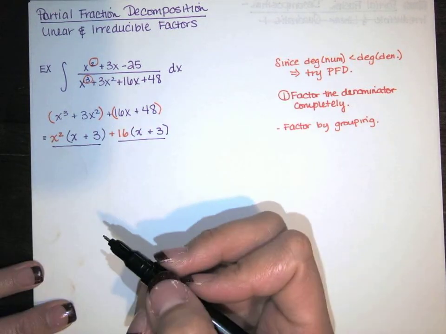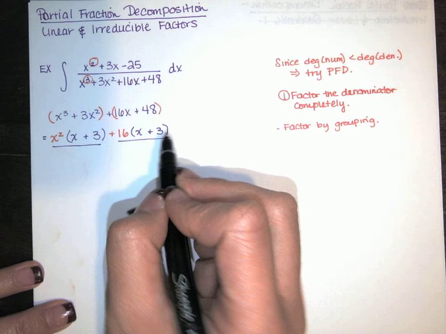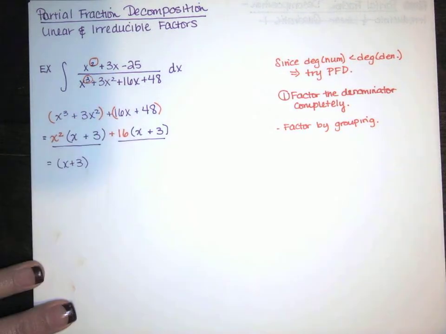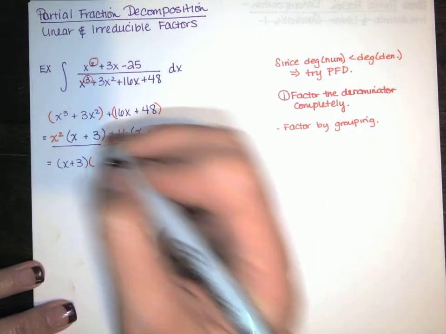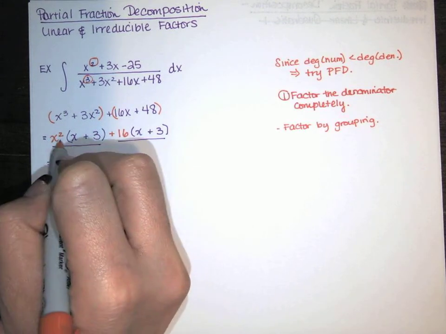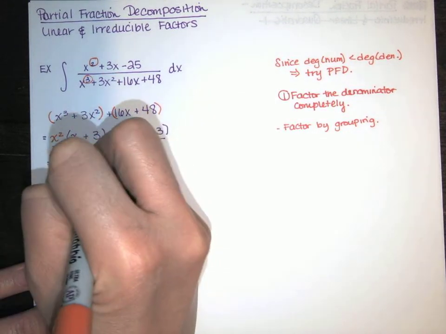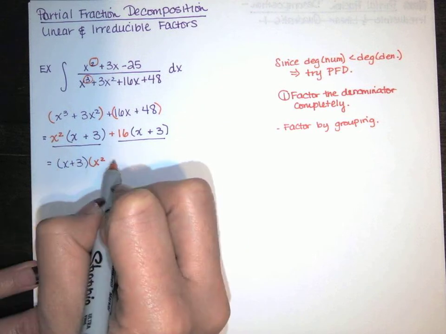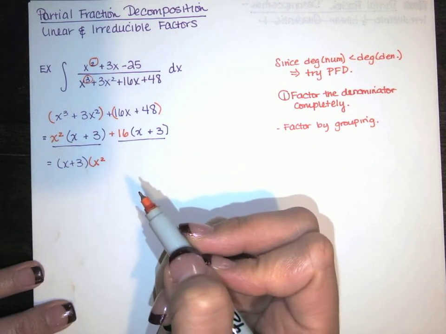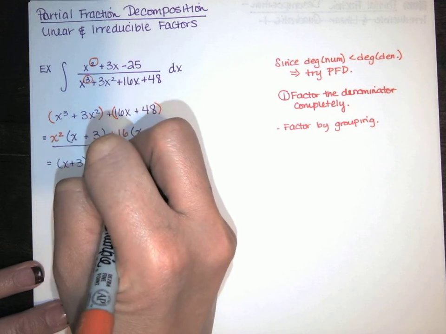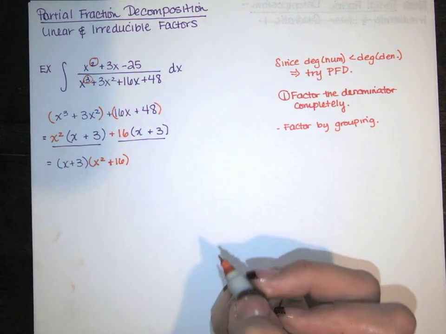And that's very nice, because now I look at this group and I say, what do the groups have in common? Well, the groups have the x plus 3 in common, so we can factor that out. And then x plus 3 times what gives us the first group? Well, x plus 3 times x squared gives us that. And x plus 3 times what gives us the second group? x plus 3 times a positive 16 gives us the second group. So that's factoring by grouping.